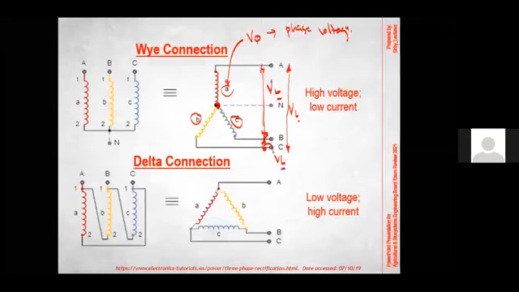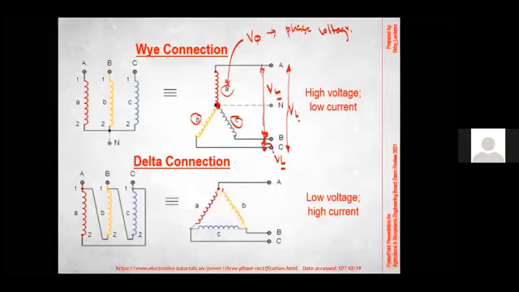Okay, so the characteristic of this Y connection is that it has a high voltage, and that refers to the line voltage, but the current is low.